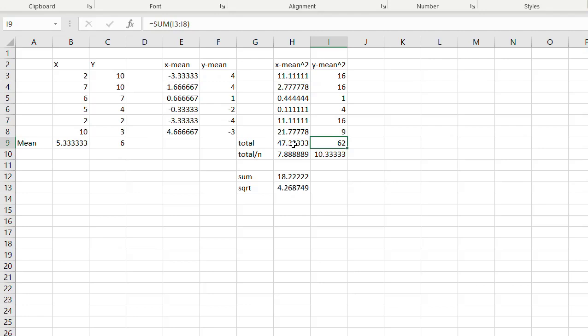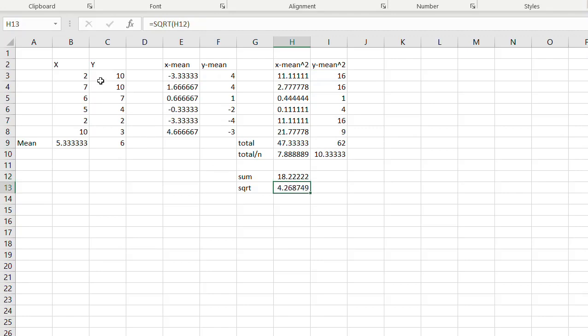Then we have the total summation, and the next thing we had to do was to divide it by n, because it's x sub i minus x bar squared, summed, divided by n. So this is dividing by n. Our n in this case is 6. So this number here is just the total divided by 6 for the x coordinate, and the total for the y coordinate divided by 6. Okay, and then we add them together. So that's this plus this, and then we take the square root.